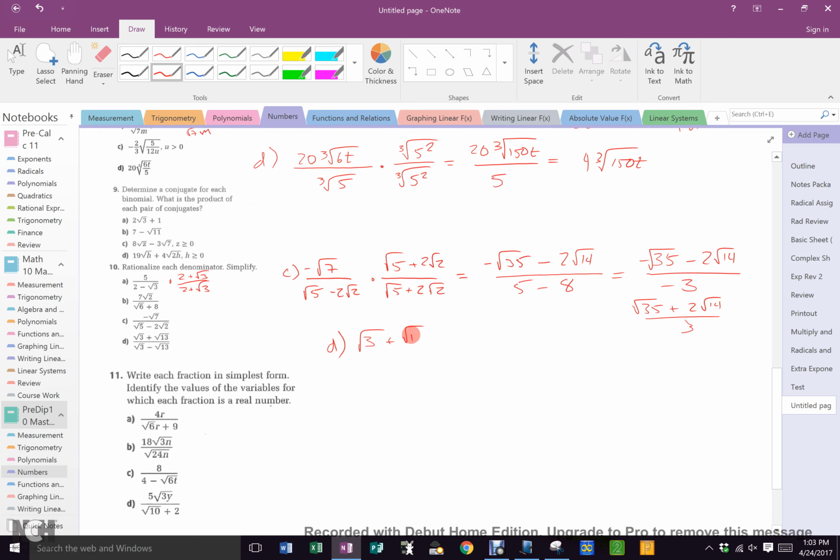Root 3 plus root 13 over root 3 minus root 13 times root 3 plus root 13 over root 3 plus root 13. You can hear the bell just went, so I'm going to whip through this one, and that's going to be 9 plus 2 root 39 plus 13 over 3 minus 13, which is going to be 22 plus 2 root 39 over negative 16.